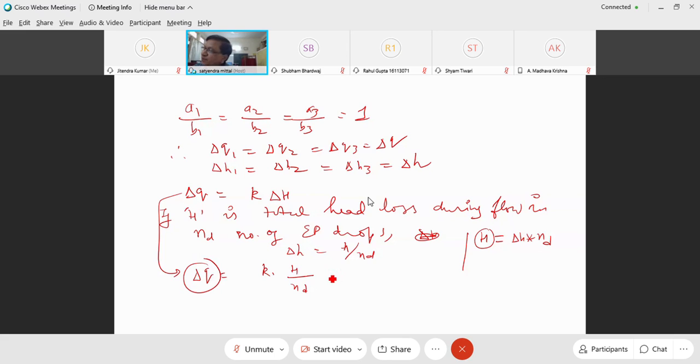If the number of flow channels is NF, then we can say that Q will be equal to this. This is the equation which all of you should remember every time: Q, the total seepage water reaching the downstream side, is equal to KH into NF upon ND, where NF upon ND is called the shape factor.